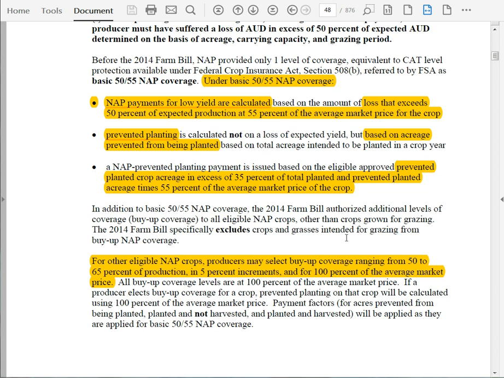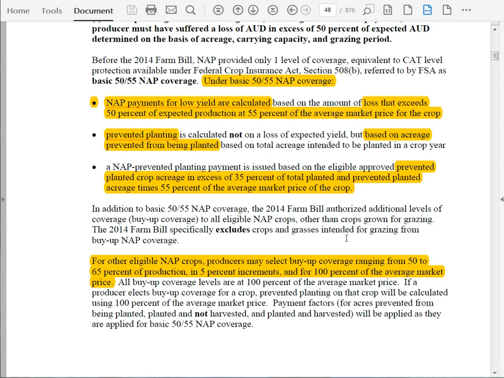For those of you doing the math, already you realize that for the producer losing 100% of their crop, the most we would compensate them would be 55% of half their expected production, or essentially 28% of the total crop's expected revenue. As we said in the first training, NAP does not guarantee revenue. It is meant to help producers recoup the expense of growing the crop.